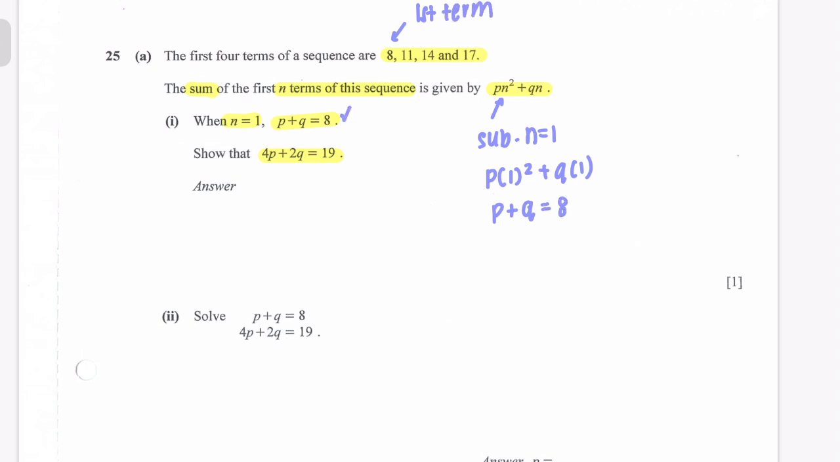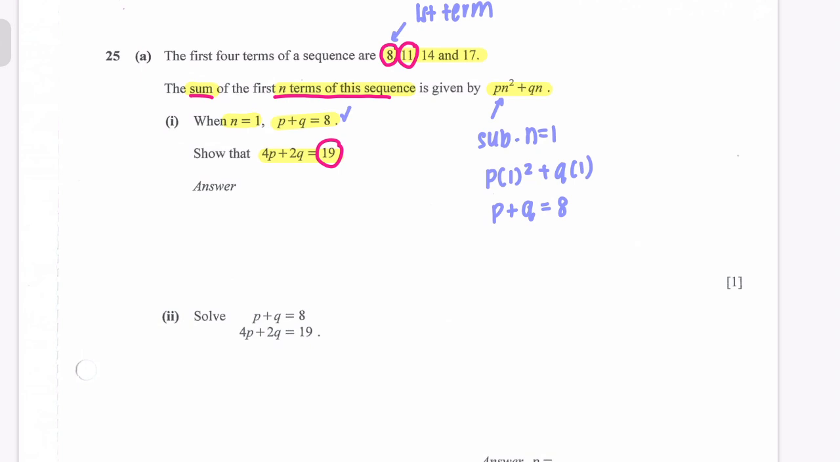Alright, next one. So how do you get 4p plus 2q is 19? Remember, 19 is the sum of how many terms? So you need to add to get 19. And how do you get 19? You take a look at the terms. First term is 8, second term is 11. So to get 19, you take the first term plus the second term, right? 8 plus 11 gives you 19. Which also means that we need to stop at the second term.